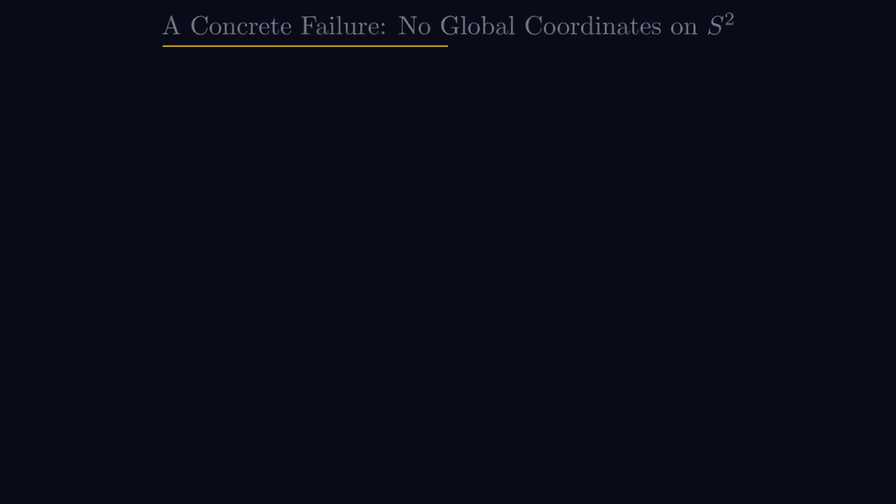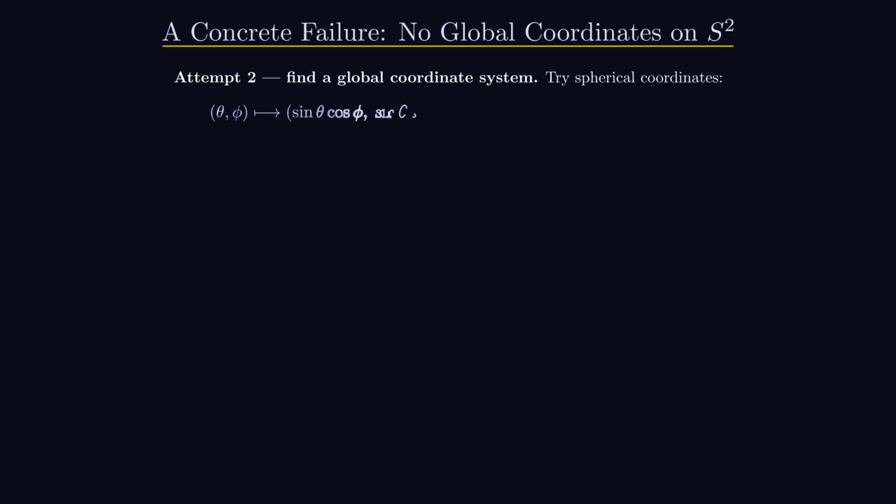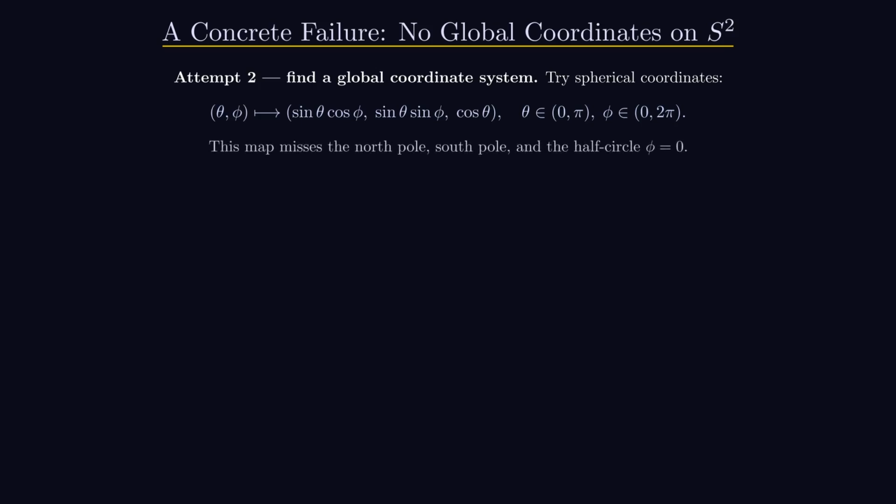Here is a second, equally fundamental failure. Find a single global coordinate system. The natural candidate is spherical coordinates. The map takes (theta, phi) to the point (sin theta cos phi, sin theta sin phi, cos theta), with theta in the open interval (0, pi) and phi in (0, 2 pi). But this map misses the North Pole, the South Pole, and the entire half circle where phi equals 0. It is not a global coordinate system.